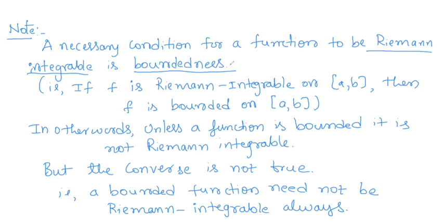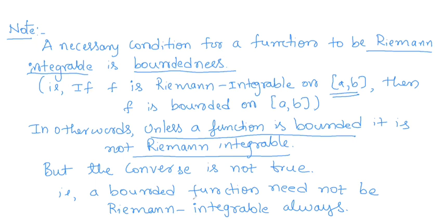So that necessary condition can be quoted like this. If f is Riemann integrable on some closed interval [a, b], then f is bounded on the closed interval [a, b]. So unless a function is bounded, it is not Riemann integrable. We can talk about Riemann integrability of a function only whenever it is a bounded function. So only for a bounded function we discuss the Riemann integrability. Boundedness of a function is necessary for a function to be Riemann integrable.